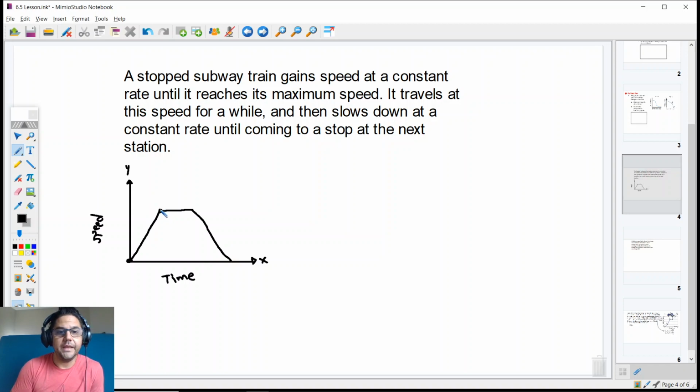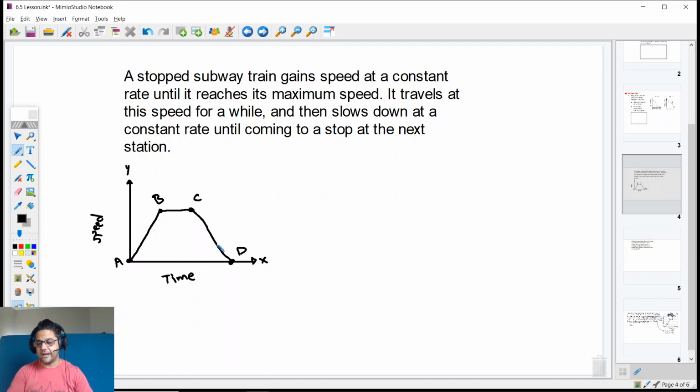So part B is where it reaches its top speed. So A is starting off, part B is top speed, then it stays there, or what's it say? Yeah, maximum speed. Stays there for a while, and then at part C, the conductor realizes, hey, I got to start slowing down at a constant rate. And then at part D, they stop, they get up to that next stop.